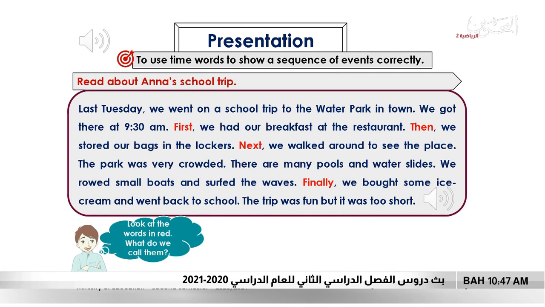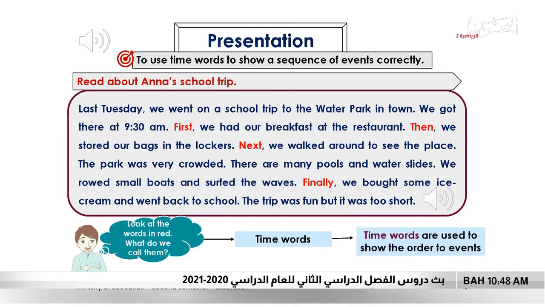Look at the words in red. First, then, next, finally. What do we call them? Yes, you're right. We call them time words. Now, why do we use time words? We use time words to show the order of events, which means to show the sequence of the events. What comes first, what comes next, what comes after, and so on.